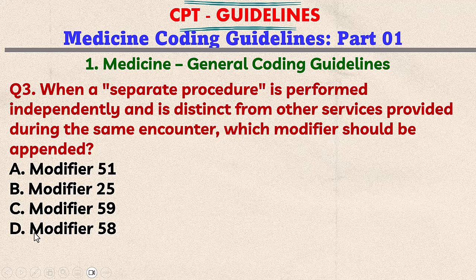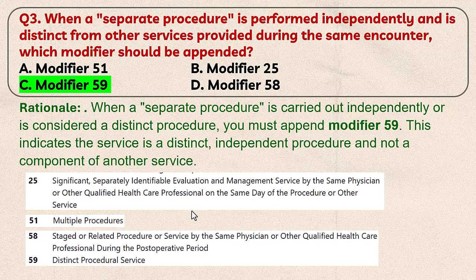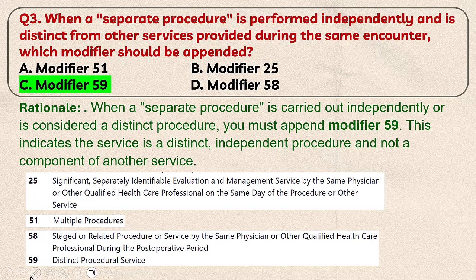Modifier 59, D. Modifier 58. Think the answer. The correct answer is C. Modifier 59. Modifier 59 says distinct procedural service. When a separate procedure is carried out independently or considered a distinct procedure, you must append modifier 59. This indicates the service is a distinct, independent procedure and not a component of another service.